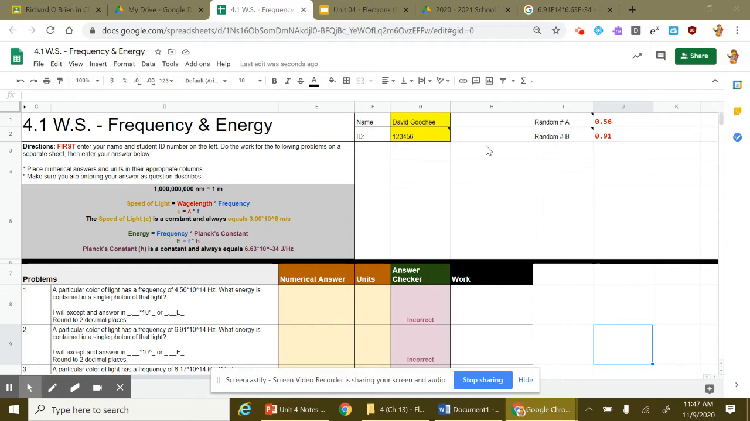Now, I'm not going to get too deep in the explanation of these problems. I'm just going to go ahead and solve them. If you're looking for me to explain what these different values mean, then please go and watch the video for this portion of the unit.